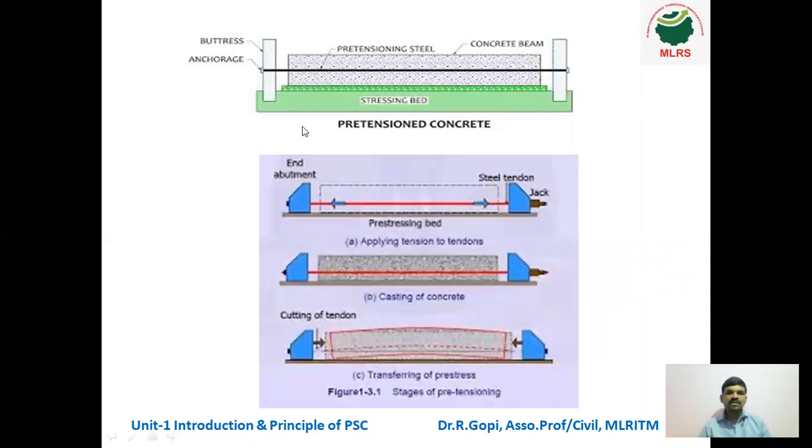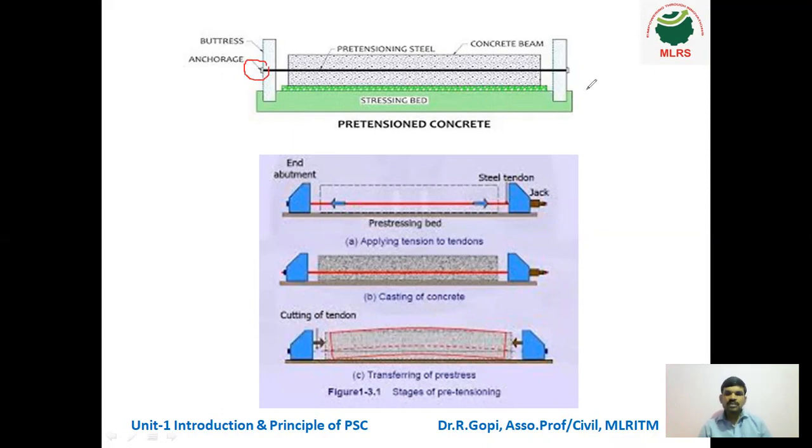So this is the pre-stressing bed. This is the tendons. The black color is the tendons. They are anchored into the anchoring devices, so it is called anchorages. Initially it is tensioned to the sufficient force.